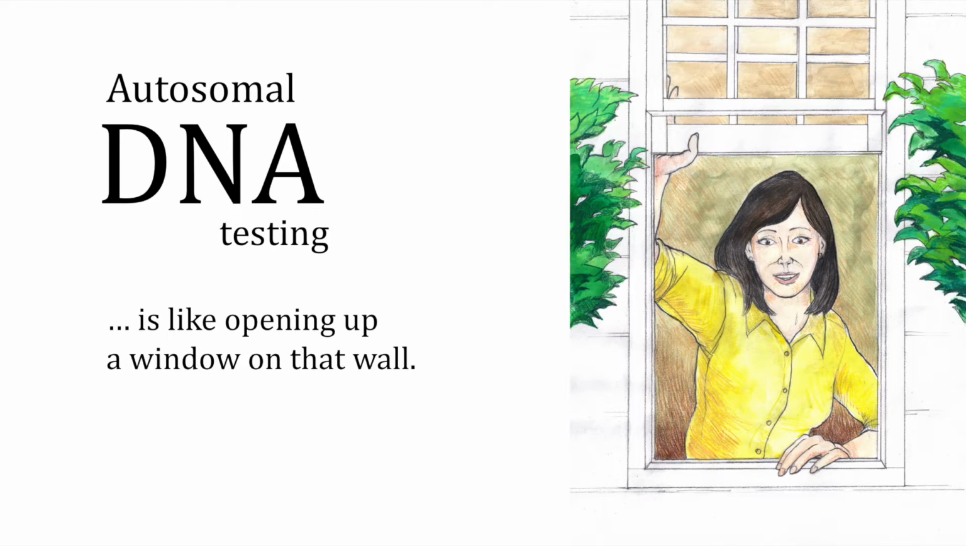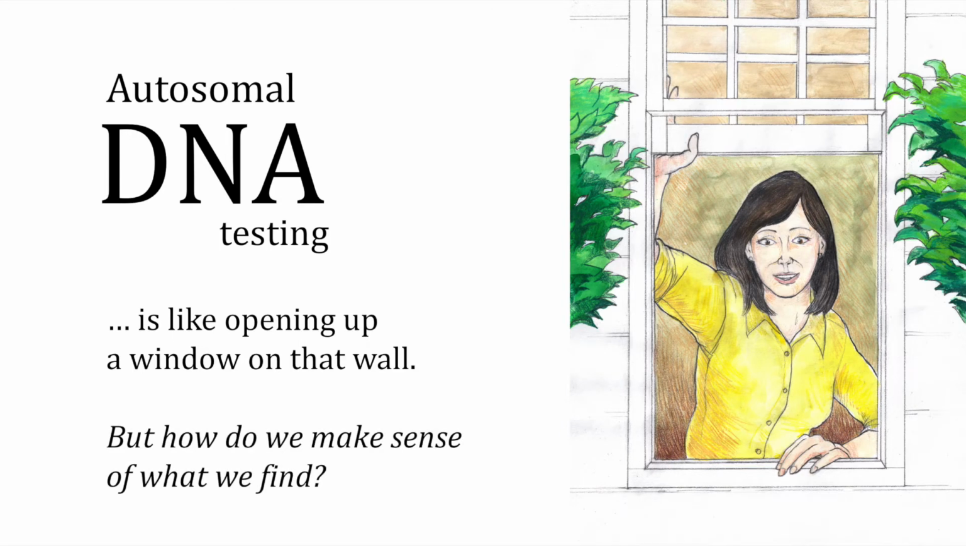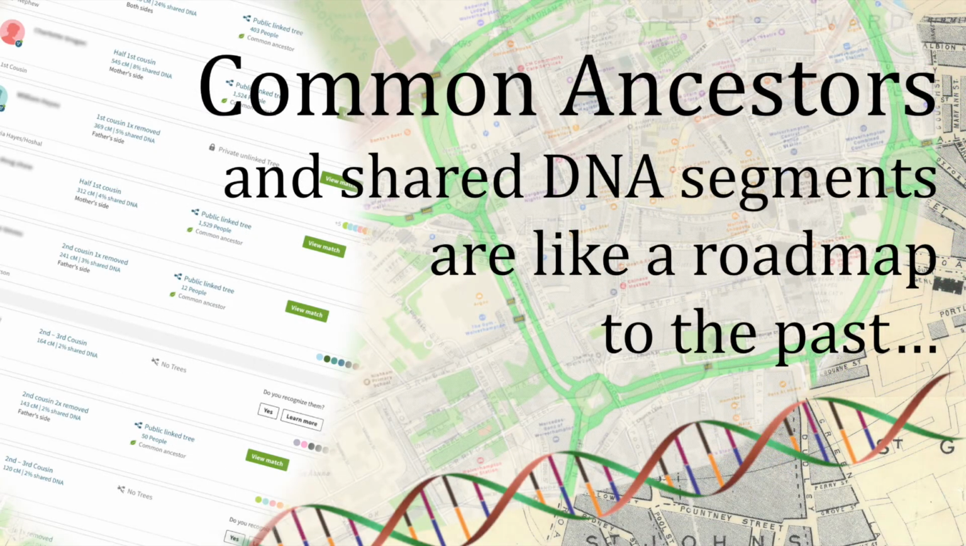And indeed, the very idea of consumer DNA testing, developed within our lifetime, can seem nothing short of miraculous, and remains a source of powerful and transformative discoveries for many individuals and their families. But how do we make sense of what we find? Common ancestors and shared DNA segments are like a roadmap to the past, and in many instances, shared linkage, in conjunction with well-researched family trees, is all that is required to discover new family lines and ancestors.